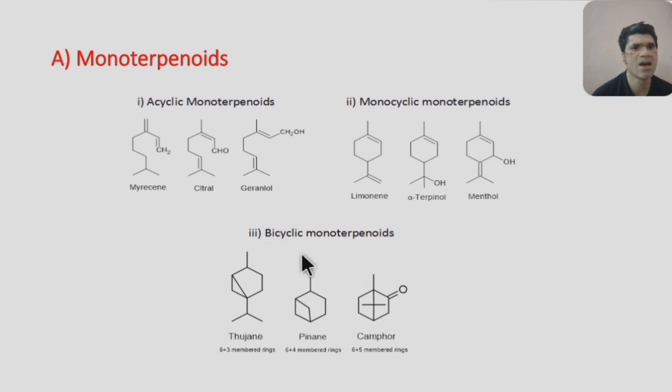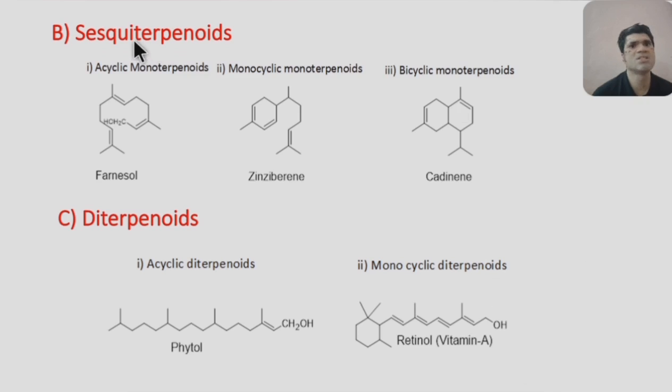Bicyclic means here it contains 2 rings, and monoterpenoid means 2 isoprene units. So this is thujane, which is a 6 plus 3 membered ring, pinene, a 6 plus 4 membered ring, camphor, a 6 plus 5 membered ring.